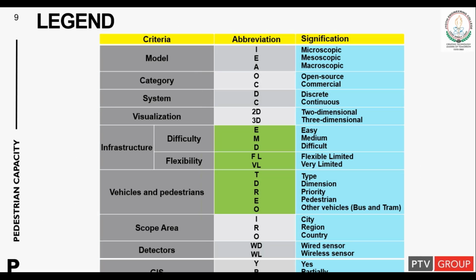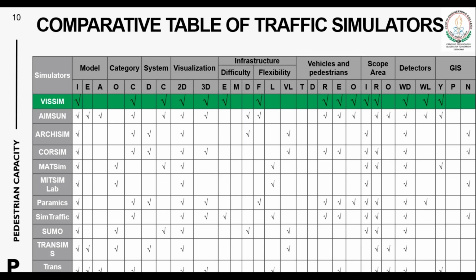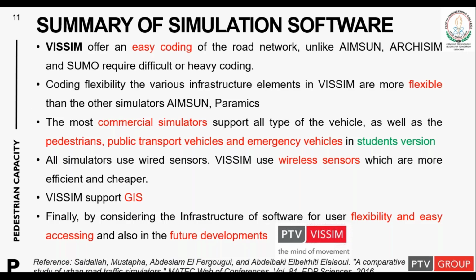Based on some of the infrastructure of the software and the general criteria of the software from the previous slides, each is evaluated by the easy and effective handling of the vehicle and pedestrian network and the simulation process. These are the criteria to pick the software for the simulation purpose. Based on that, in the comparative tables for the traffic simulators, Vissim satisfies most of the criteria, especially the ease of coding and flexibility in using the software.